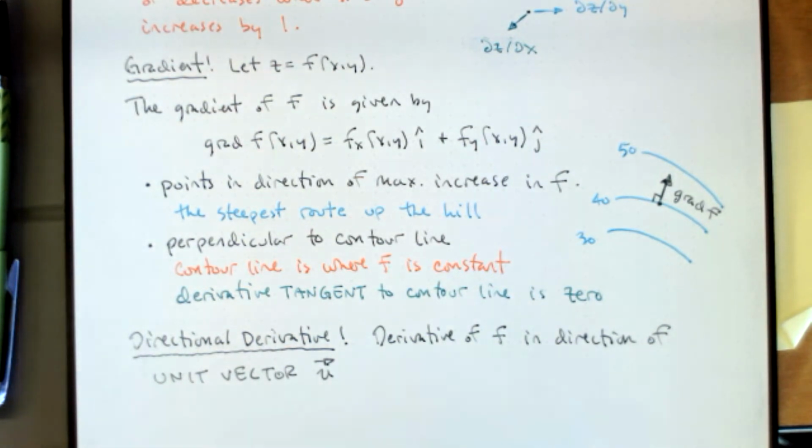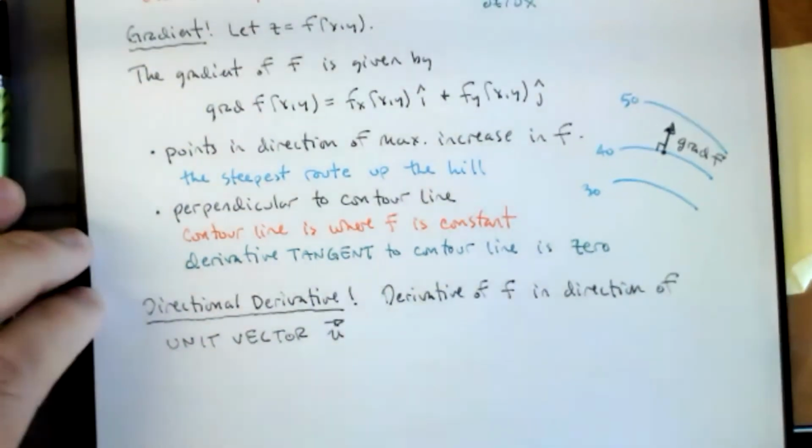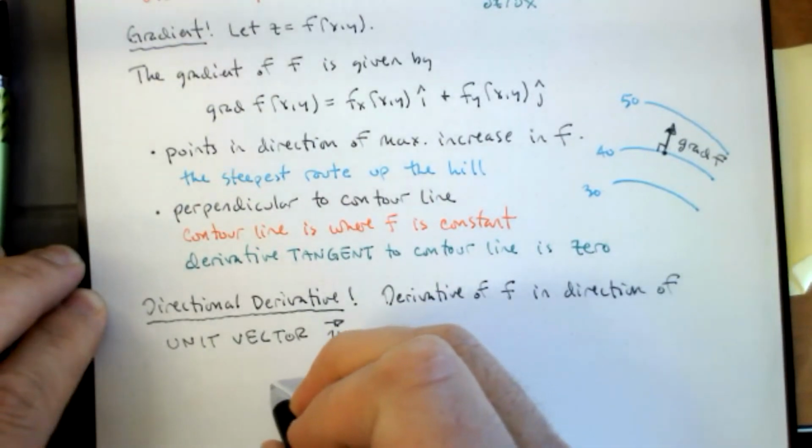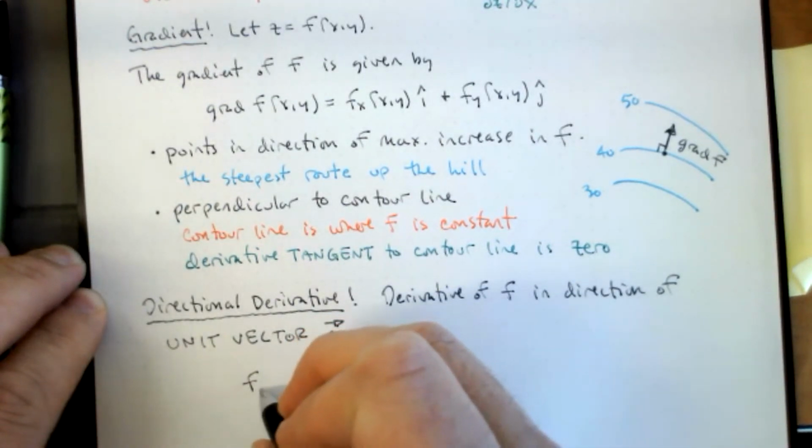Now we use f subscript x for the derivative of f in the x direction. We use f subscript y for the derivative of f in the y direction. So if I want to indicate the derivative of f in the u direction, where u is a unit vector, that means u has a length of 1, I just use f subscript u. So the derivative of f in the direction of unit vector u is denoted f_u.